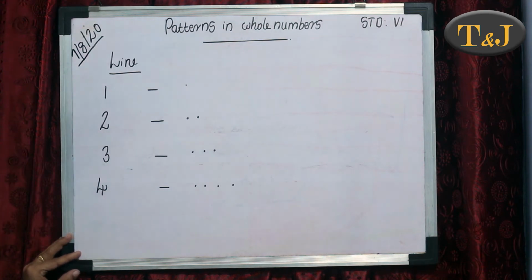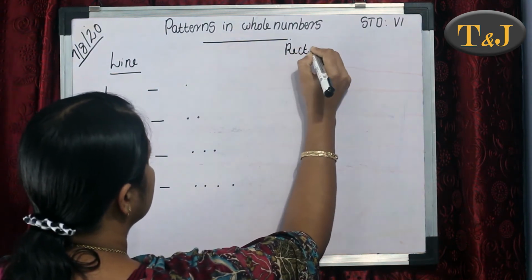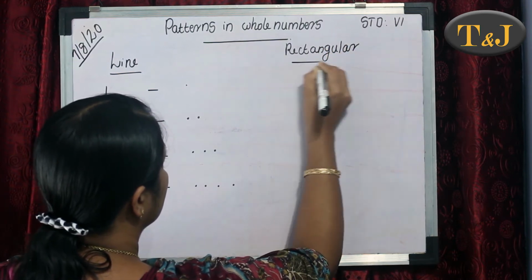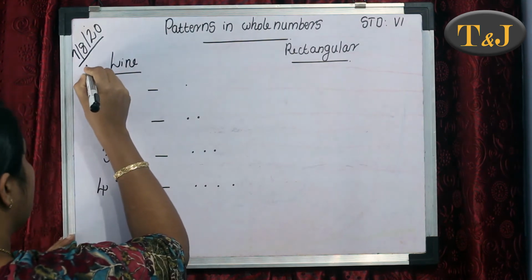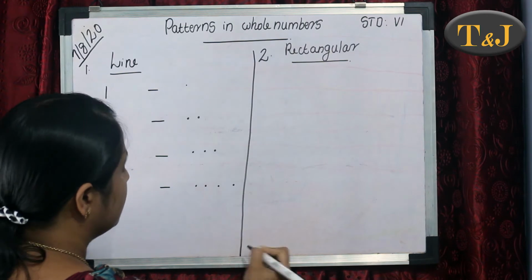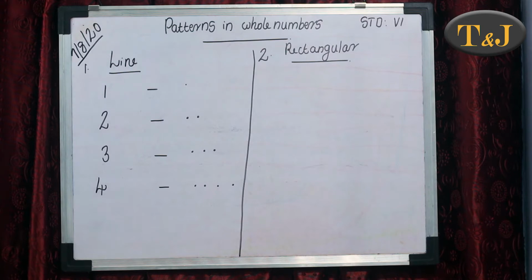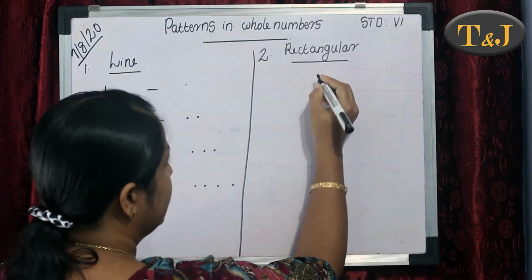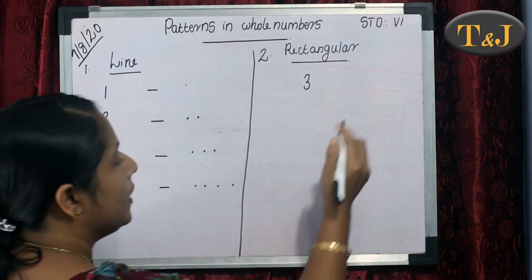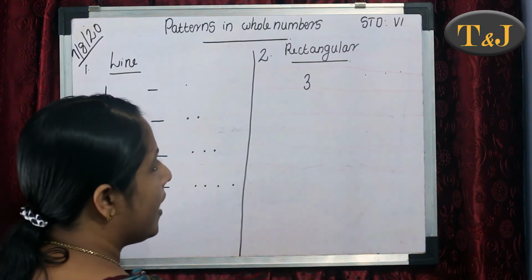Okay. Then our second section is rectangular form. First section line, then second section is rectangular form. In rectangular form, one specialty is that first of all we take the number 3. How can we represent 3 as a rectangle shape? Put 3 dots? No, it is only the line shape.